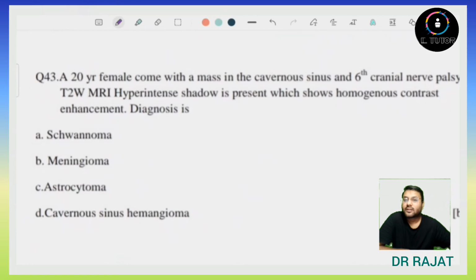Next question is a 20-year-old female comes with a mass in the cavernous sinus and 6th cranial nerve palsy. In T2 weighted MRI, hyperintense shadow is present, which shows homogeneous contrast enhancement. So a female is given with mass in cavernous sinus with cranial nerve 6 palsy, and in T2 weighted MRI, hyperintense shadow is present, which shows homogeneous contrast enhancement. So answer here will be meningioma.